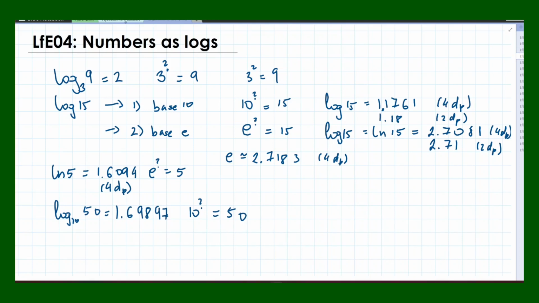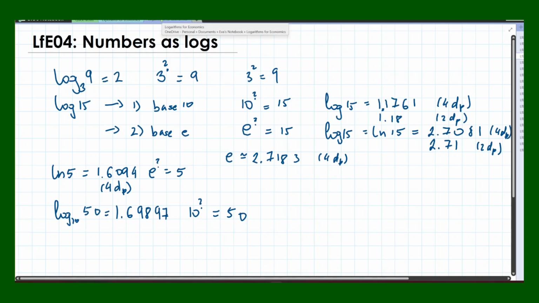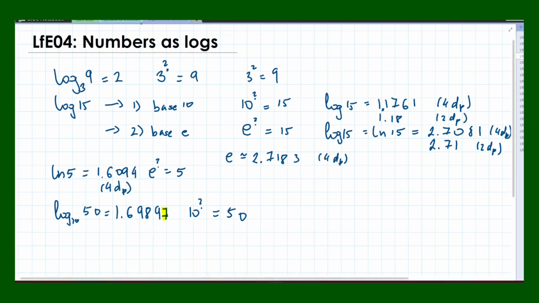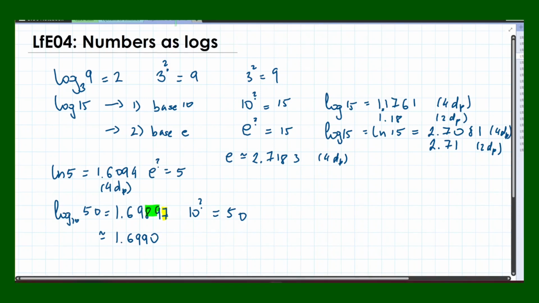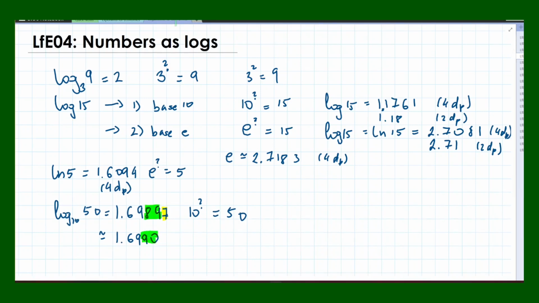Now we want to round to 4 decimal places. So we want to look at the 5th decimal place, which is 7. That tells me that I need to round the 4th decimal place up by 1. But what's further up, 9 plus 1 is 10. So in this case, the answer will be 1.6990, because you can think about it as 89 being rounded up by 1 to 90.